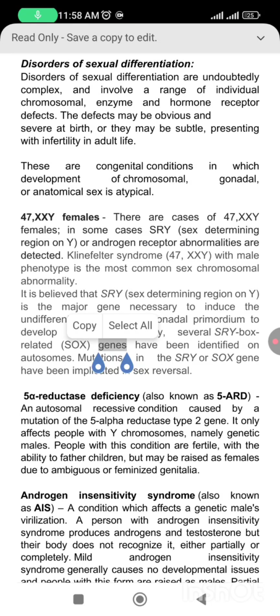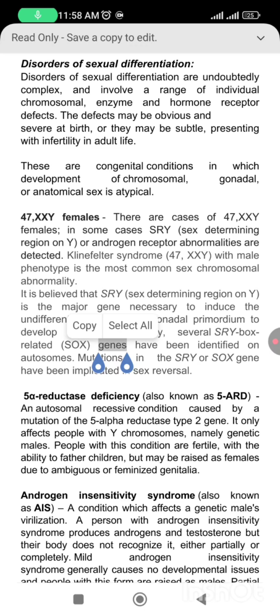This SRY gene, sex determining region on Y chromosome, is the major gene necessary to induce the undifferentiated bipotential gonadal primordium to develop as testis. So testicular development के लिए प्रॉपर फंक्शनिंग SRY रीजन की इम्पॉर्टेंट है.